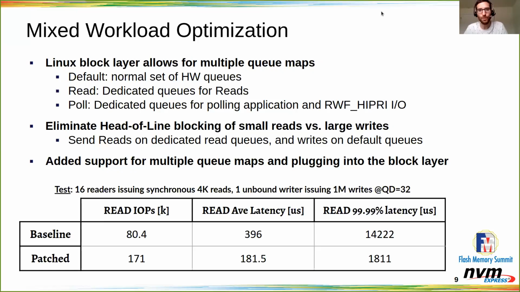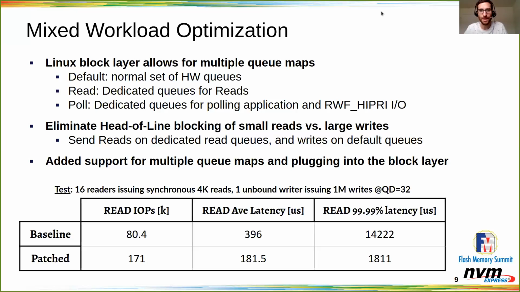In the background, we had one unbound writer that issues a high burst of 1 MB large writes. This is unbound, meaning that this thread issuing 1 MB writes at a high QD is going to rotate between the different CPU cores and end up sharing queues with the rest of these 16 readers.